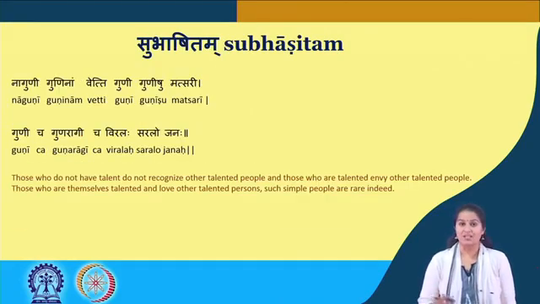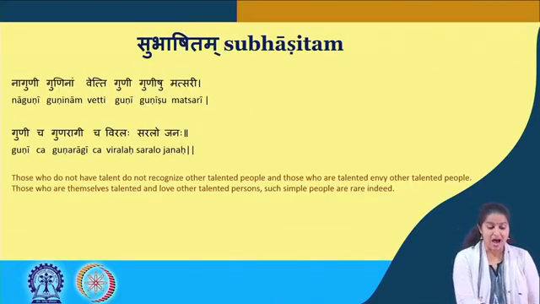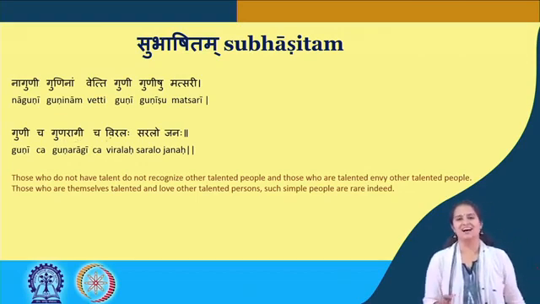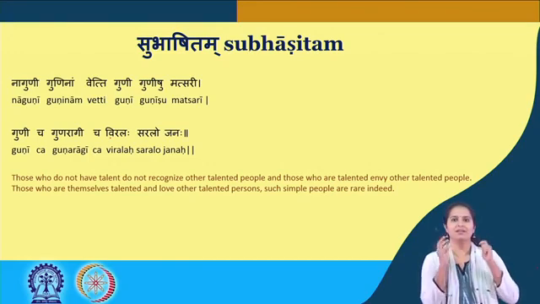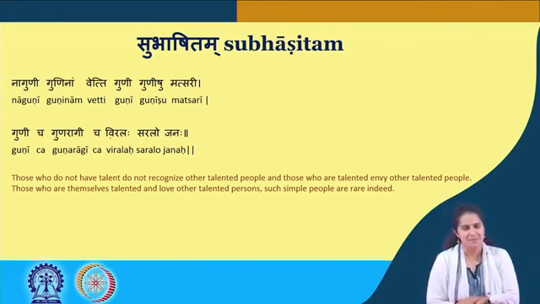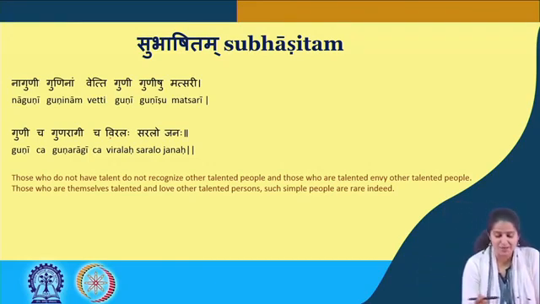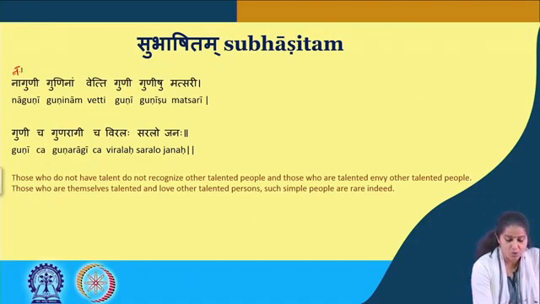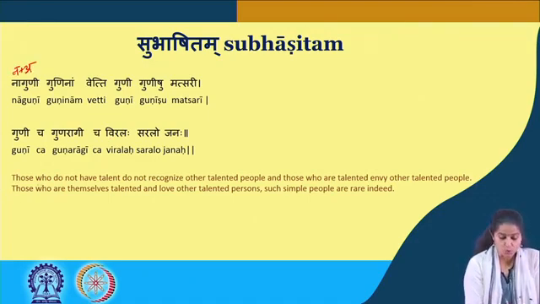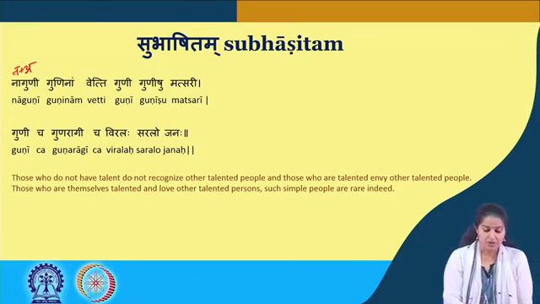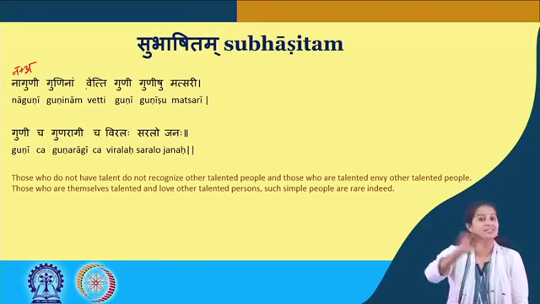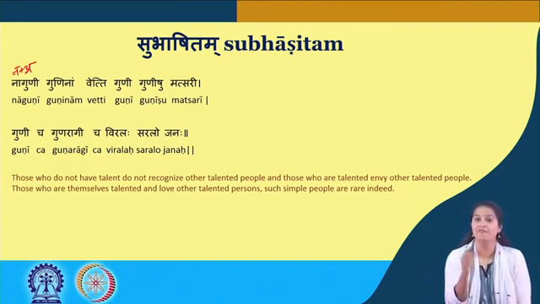So let's look at another Subhashitam very quickly, and this one says: Na guni guninam vetti guni gunishu matsari, guni cha gunaragi cha viralah saralo janaha. I found it so interesting that even though I've given you a shloka, let me add this because it was really fascinating. So na guni, we have a sandhi there, na aguni. And what does it mean? Those who do not have talent do not recognize other talented people. Guninam vetti: an aguni does not recognize the guninam, vetti, knows.